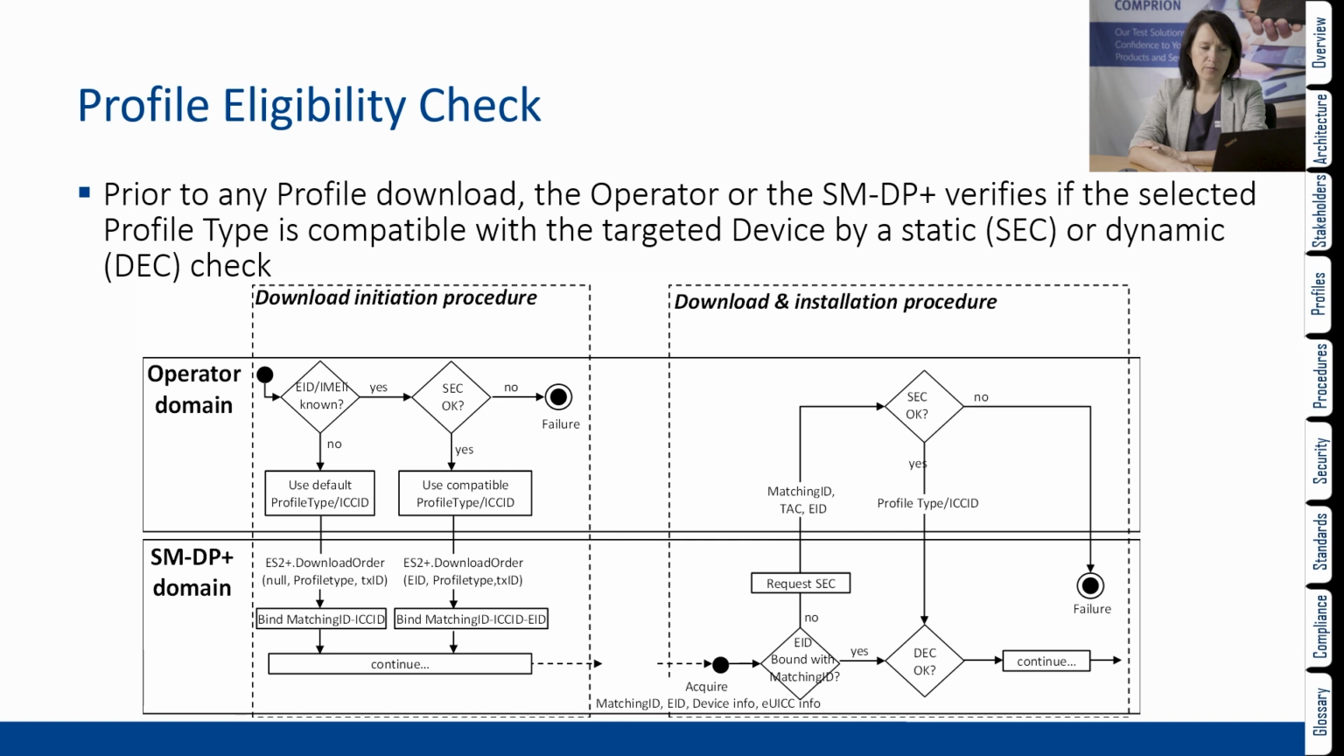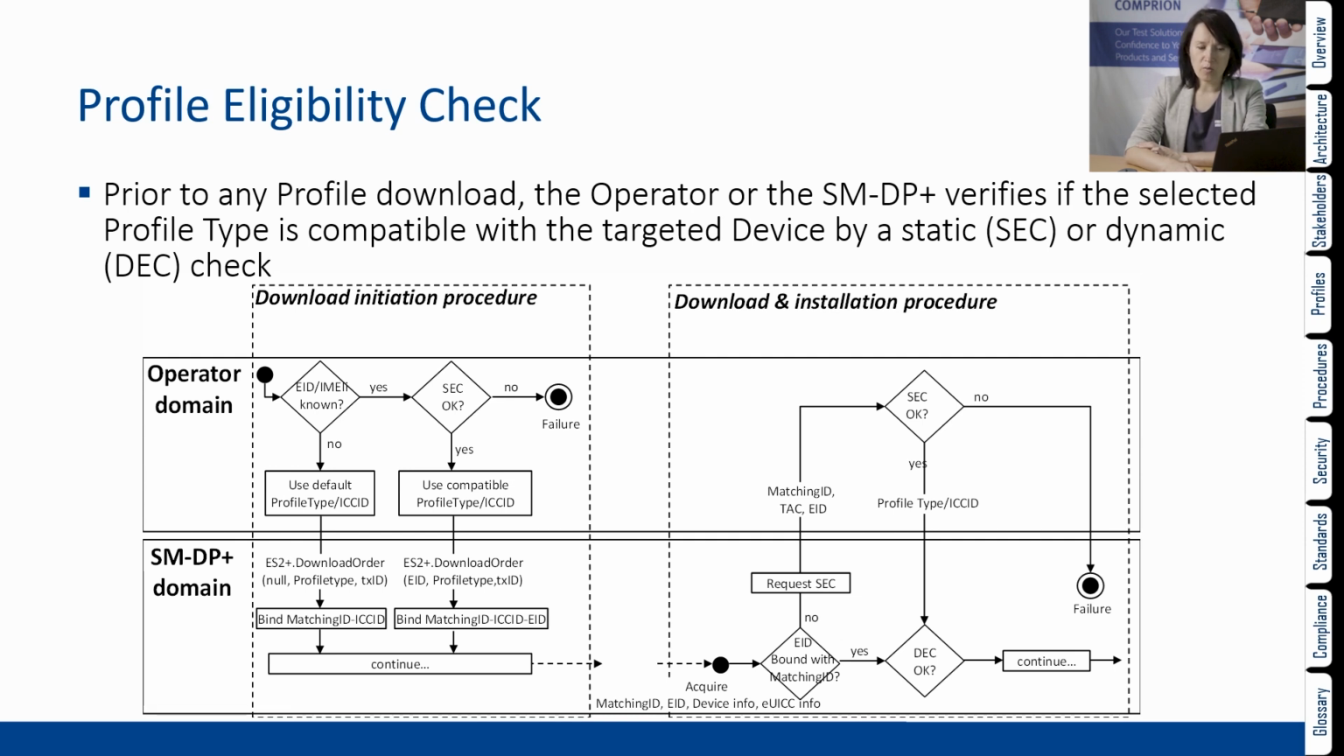And then in the SM-DP+ domain, during the download order, the matching ID will be bound to the specific ICCID. So in both cases, either together with the ICCID or without it. And in the download installation procedure, there will again be this verification, either static or dynamic.